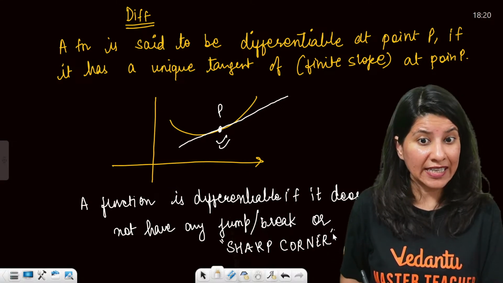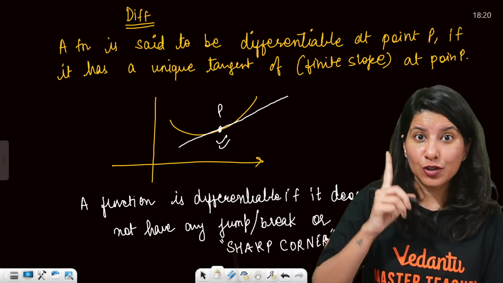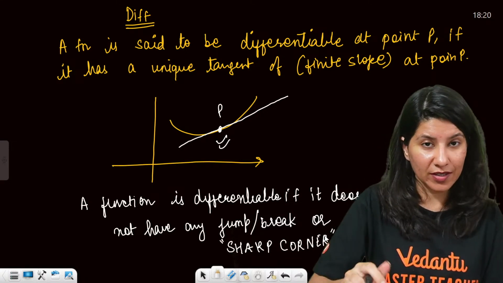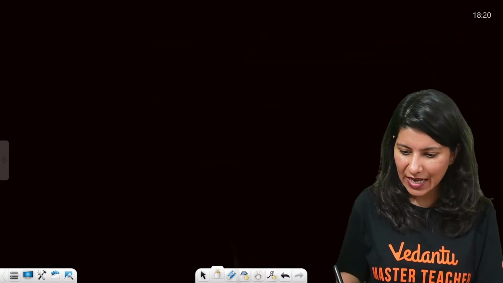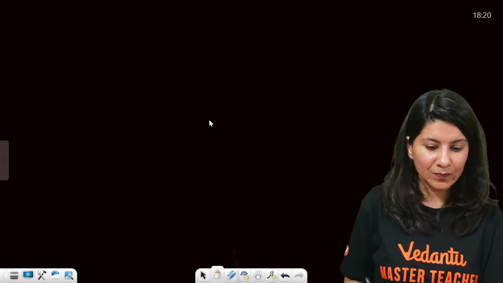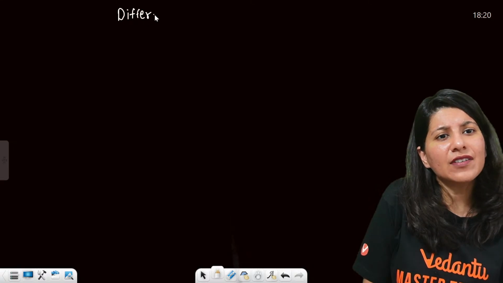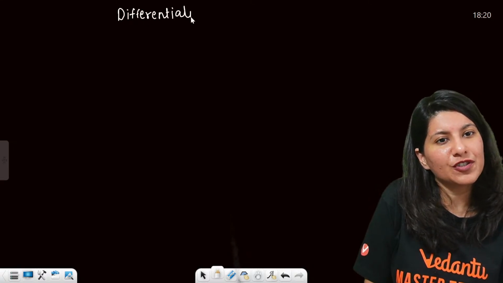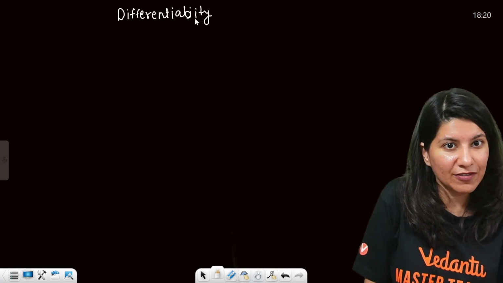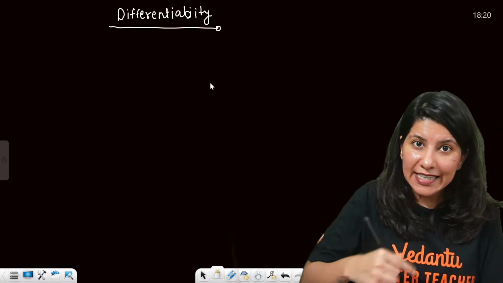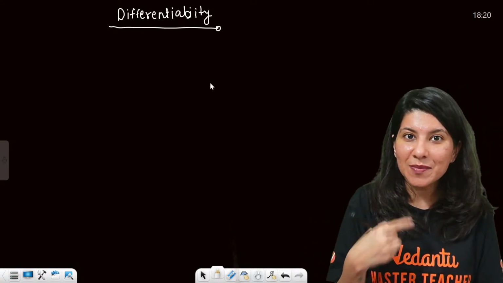But in differentiability, there should not be any sharp corner. Okay, let us understand with the help of a few examples. You might have a fair understanding of differentiability by now, what is differentiable, what is not differentiable. Let's make it more interactive, let's make it more engaging.